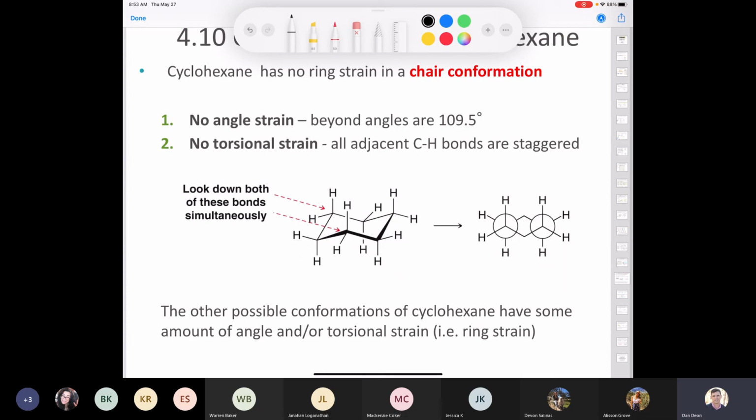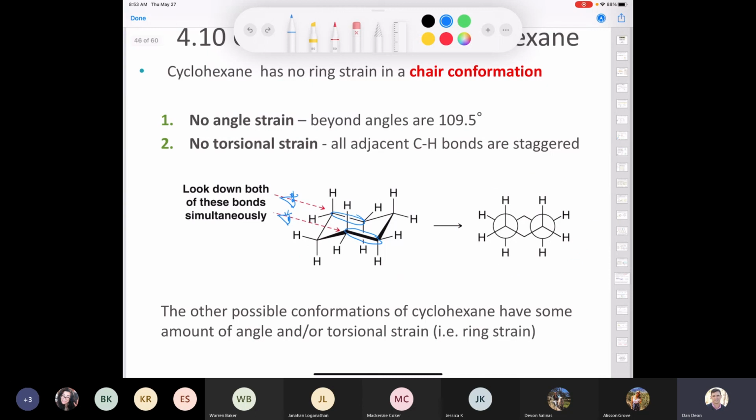Something I didn't show you, but if you look down any carbon-carbon bond axis, so if you take two, right, and you look down these two carbon-carbon bonds, this carbon-carbon bond and this carbon-carbon bond, this is what you would see. But that's neither here nor there. The whole idea is if you were to look down both of those bonds simultaneously, this is a Newman projection of cyclohexane, and look at it.